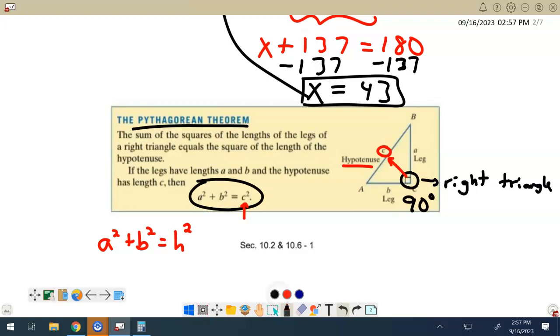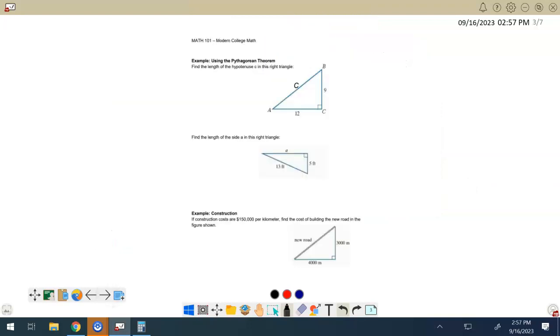So rather than call it C, which just makes it look like all three are interchangeable, right? If you call it A, B, and C, it's like it doesn't matter which one's which. But C actually does matter. So I actually like calling that H instead, for hypotenuse. So that one has to be the hypotenuse. The other two sides are just the two other legs of your triangle, and it doesn't matter which one's A and which one's B, right? So let's take a look at an example.